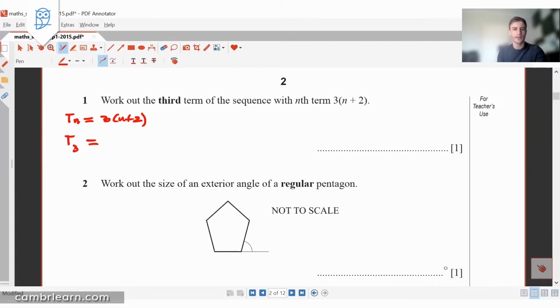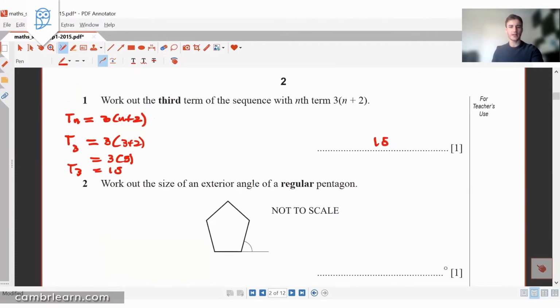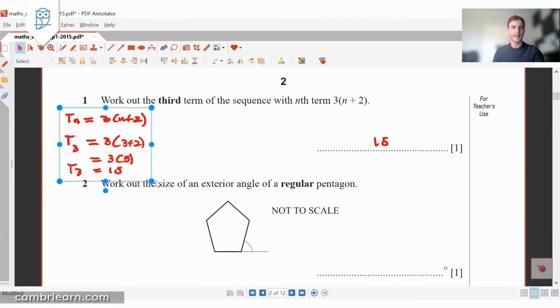All I do is substitute 3 into n's place. Remember that n represents the position of the term. So this will be 3 times 3 plus 2, and this is equal to 3 times 5. Remember BODMAS. And this is equal to 15. So T3 is equal to 15. Let me make this a little bit smaller. There we go.